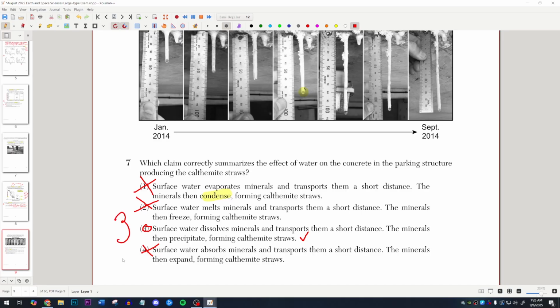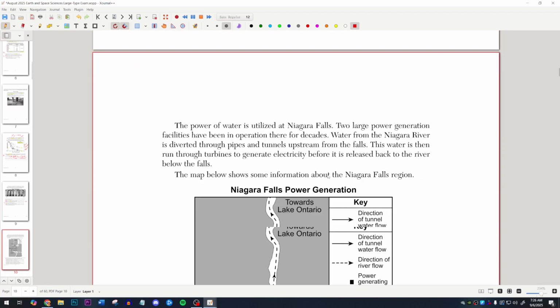I would say this one's kind of tricky. You could probably get rid of 1 and 2 and then it's 50-50 between 3 and 4. I could see people picking 4 because water absorbing minerals sounds like an enticing thing to pick. I would say this question is kind of challenging. We'll give it a 6. All right, we're going to go on.